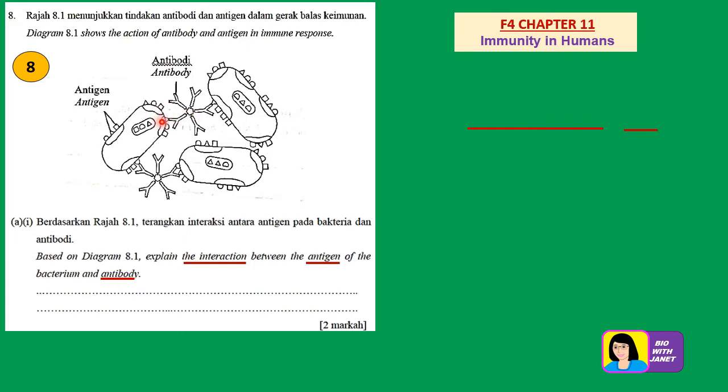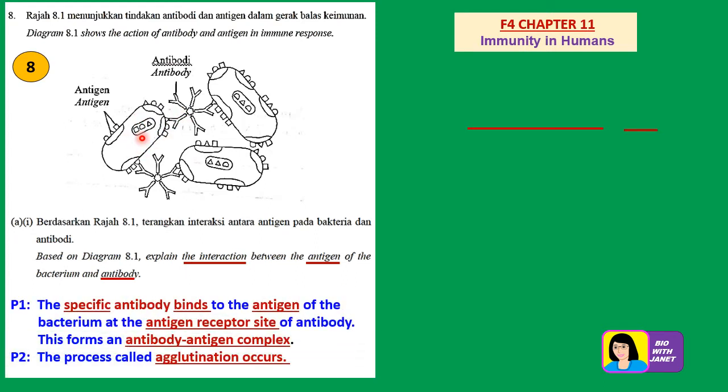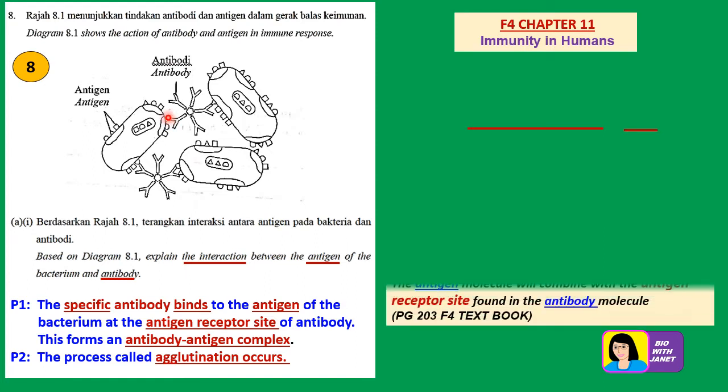Okay, so what we see here is that the antibodies have bound to the antigens to form the antibody antigen complex, where they are linked together like this. So the specific antibody here binds to the antigen of the bacterium at the antigen receptor site of the antibody, which we cannot see clearly here, but in the textbook it is mentioned on page 203, the Form 4 textbook. The antigen molecule will combine or bind with the antigen receptor site found in the antibody molecule.